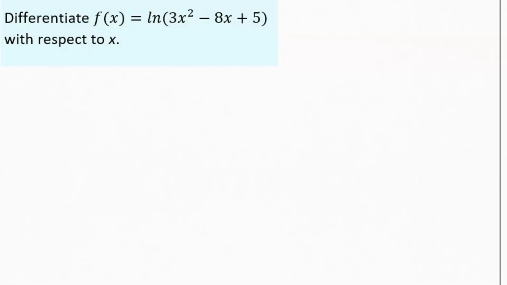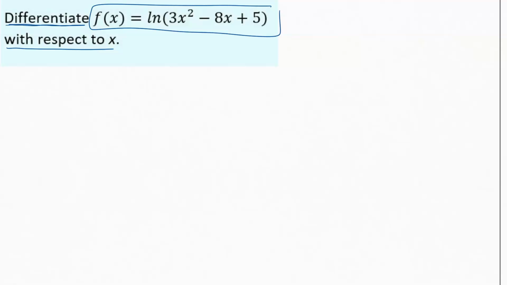Here we're being asked to differentiate, which just means find the derivative of this given equation, and then they always throw that language in, with respect to x, and that's just telling us what variable we care about. So we're just worried about x's here, which is usually all we are worried about. So we're looking at f of x equals the natural log of 3x squared minus 8x plus 5. Remember that this is inside the natural log function.